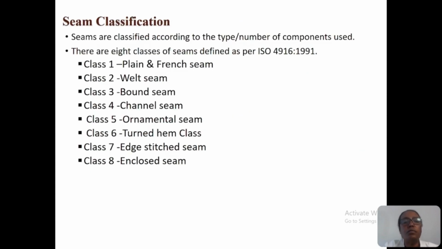Seams can be classified according to the ISO standard, ISO 4916, 1991. The seams are classified from class 1 up to class 8: plain or French seam, class 1; class 2, welt seam; class 3, bound seam; class 4, channel seam; class 5, ornamental seam; class 6, turn hem; class 7, edge stitch seam; class 8, enclosed seam. These classes are already classified according to the ISO standard.